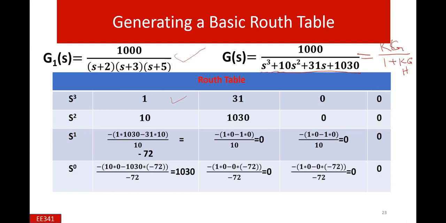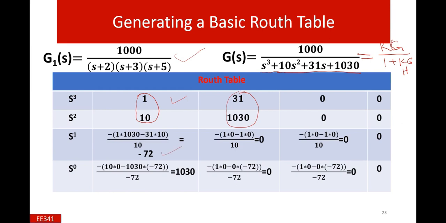How to complete the third row? By using a similar process. The first two elements of this column are 1 and 10, and to find the first element of the third row, take the next adjacent two values, 31 and 1030. So 1 multiplied by 1030 minus 10 times 31. The result will be minus 72.